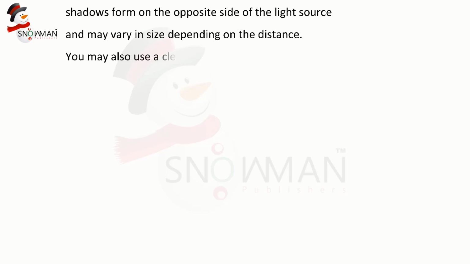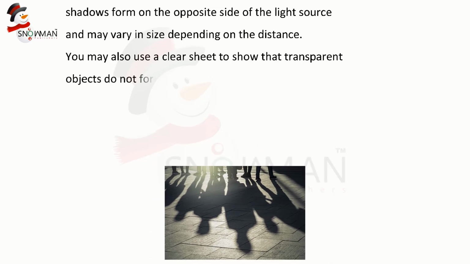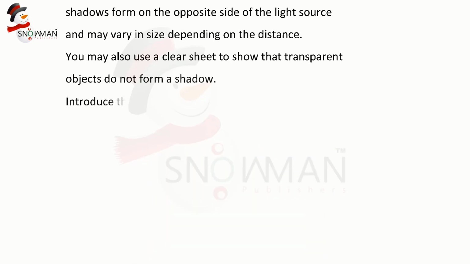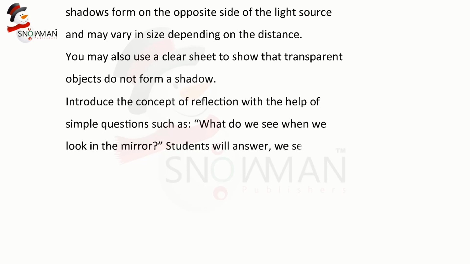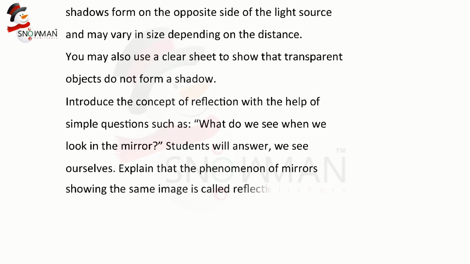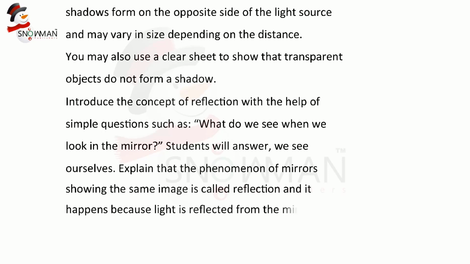We can also use a clear sheet to show that transparent objects do not form a shadow. Introduce the concept of reflection with the help of simple questions such as, what do we see when we look in the mirror? Students will answer, we see ourselves. Explain that the phenomenon of mirrors showing the same image is called reflection, and it happens because light is reflected from the mirror when it is shone on it.